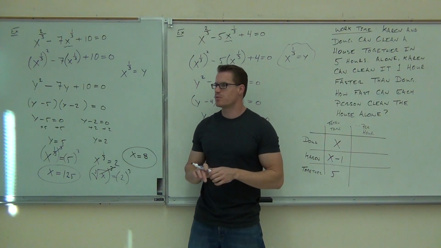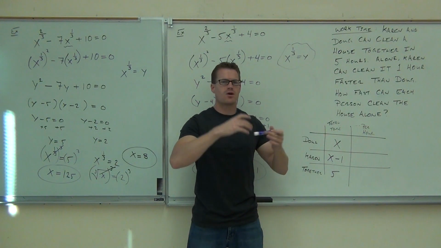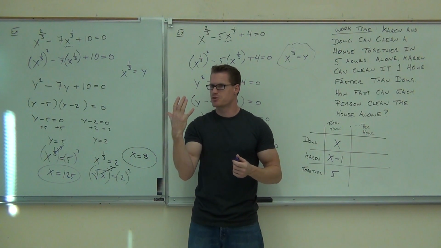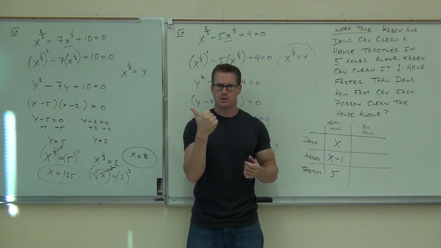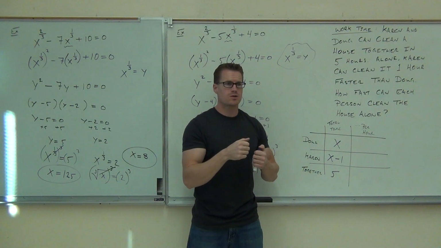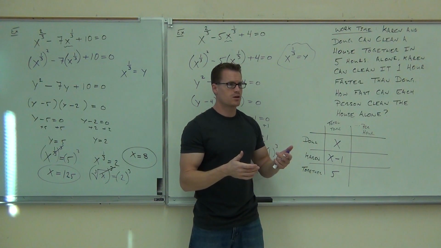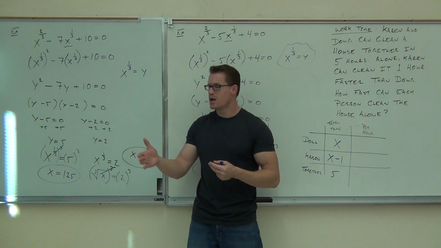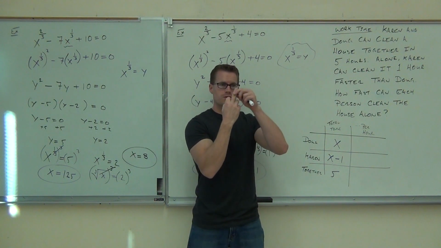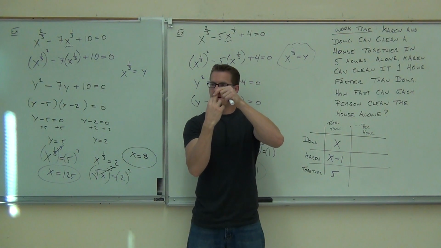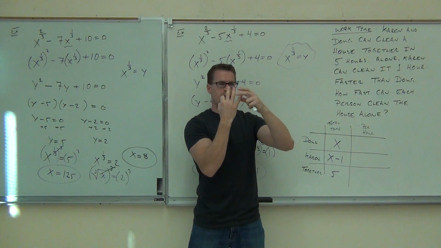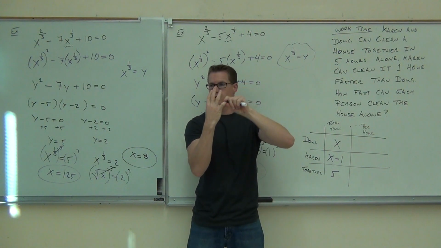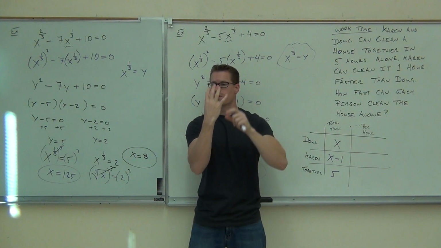So here was our example. If it takes them 5 hours to clean this whole house, how much of the job are they getting done after 1 hour? One fifth. Great. If you clean a house in 2 hours, you're getting half the house clean the first hour, half the house clean the second hour. If it was 3 hours, you'd get one third the first hour, one third the second hour, and one third the third hour, adding up to the whole house. If it was 4 hours, one fourth, one fourth, one fourth, one fourth.